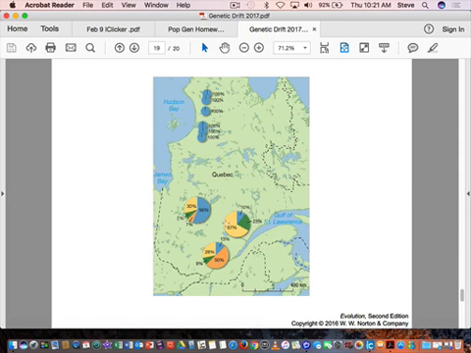So what you'll notice here is, where's genetic diversity greater in terms of the mitochondrial genes in this example?